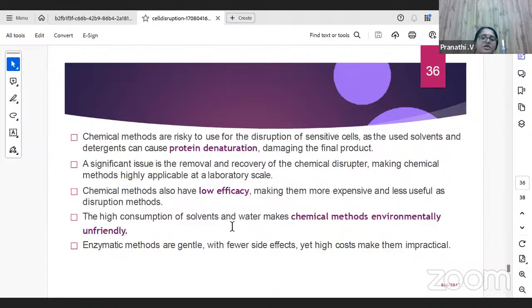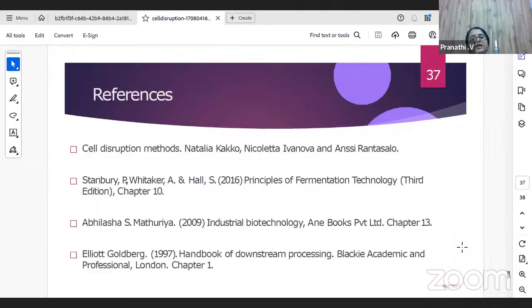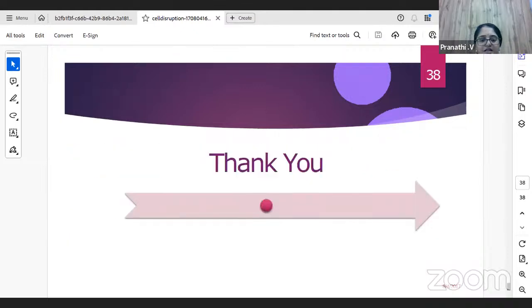Chemical methods, again, disruption of the sensitive cells. With solvents, what is happening is protein denaturation. So if your final product is going to be a protein, it can also be denatured. There is a chance. Again, removal and recovery of the chemical disruptor is going to be expensive. And then all these chemical methods have only a low efficacy. So they're going to be expensive and less useful as disruption methods. And then high consumption of solvents, water, so not very environmentally friendly. Enzymes are gentler, but very expensive again. So this is all about the cell disruption methods.